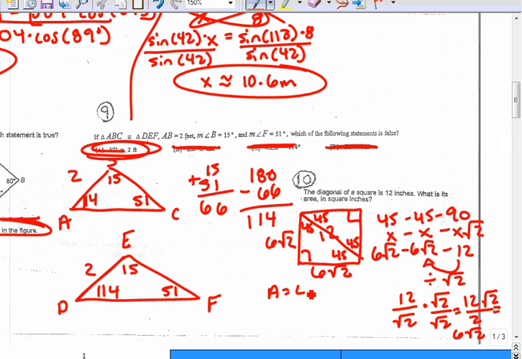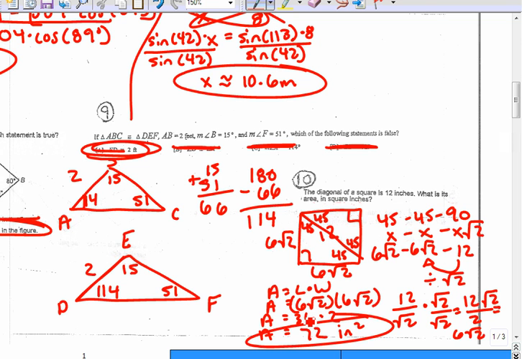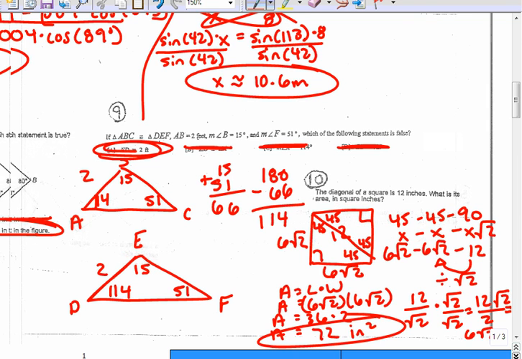And we know that area is length times width for a square. So the area is going to be 6 radical 2 times 6 radical 2. Well, 6 times 6 is 36. Radical 2 times radical 2 is 2. So the area is 72 inches squared, or square inches, same thing.